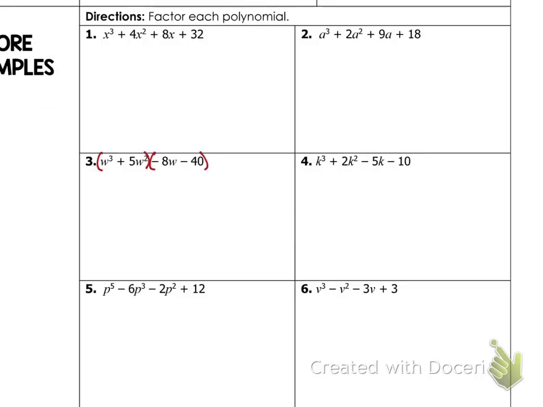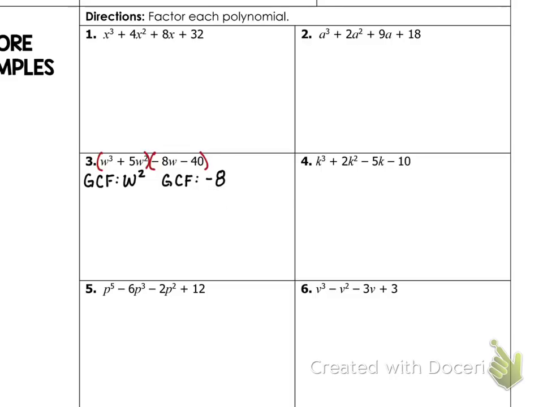So we're going to wrap the first two in parentheses, the last two, take out the GCF. So here if we have w cubed and 5w squared, what's the smallest exponent they have in common? W squared. So the GCF is w squared. And then what about the second piece? Well, they don't have a w in common, but we can take out a -8. Now I'm going to take out a negative because both of my terms are negative. So if they're both negative, you're going to take out a -8.